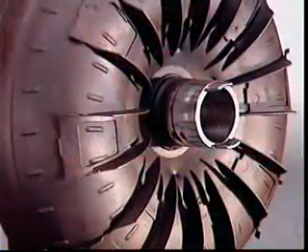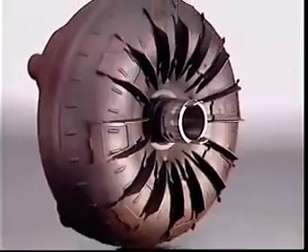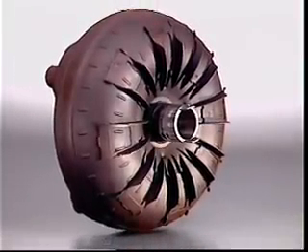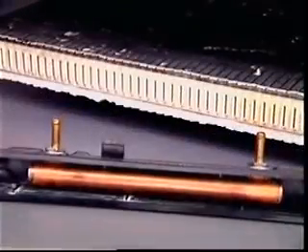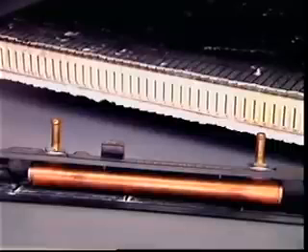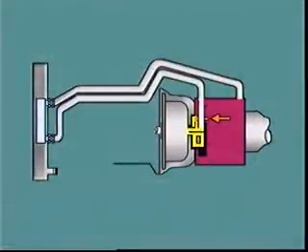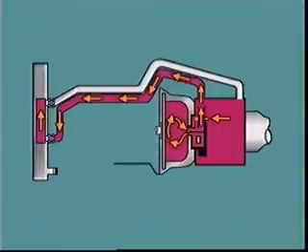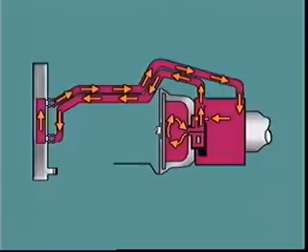Some converters use external fins on the case to circulate air through the housing onto the converter. Most automatic transmission vehicles use a heat exchanger in the lower tank of the radiator. Fluid flows from the pump to the converter, then through the heat exchanger before returning to the transmission.